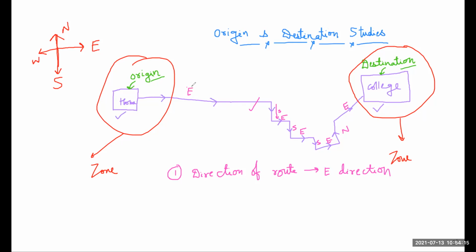The next thing we get is our selection of route. That means on which route we travel. So selection of route is the next thing which we get from this origin and destination study.